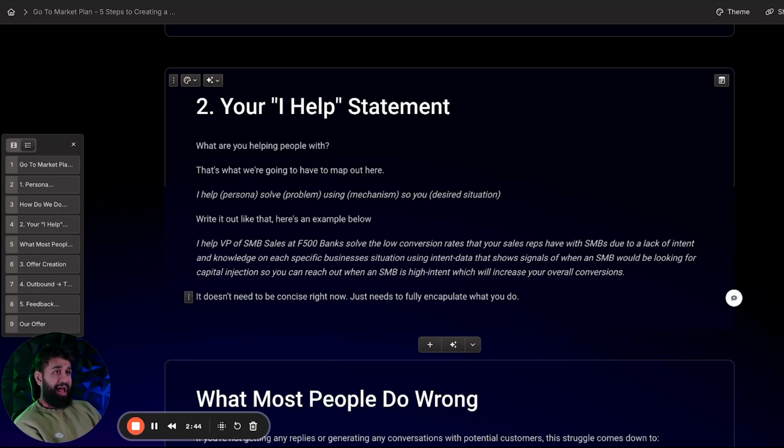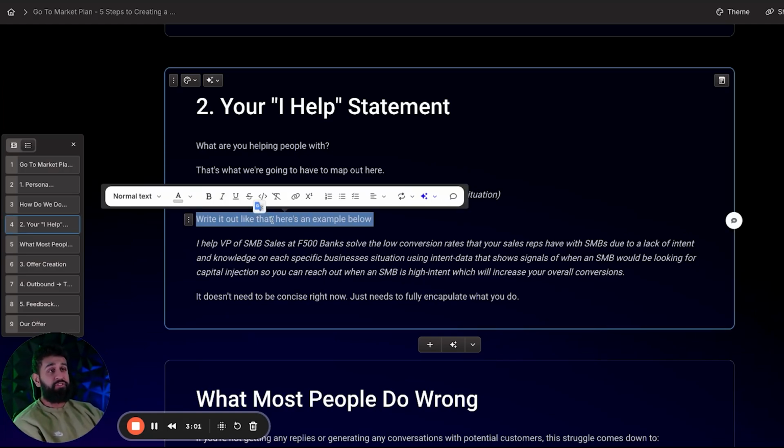The way that you map that out is by using what I like to call the I help statement. The I help statement is literally just this: I help persona solve problem using mechanism, so you, and then desired situation. You want to write it out like that. So here's an example below.